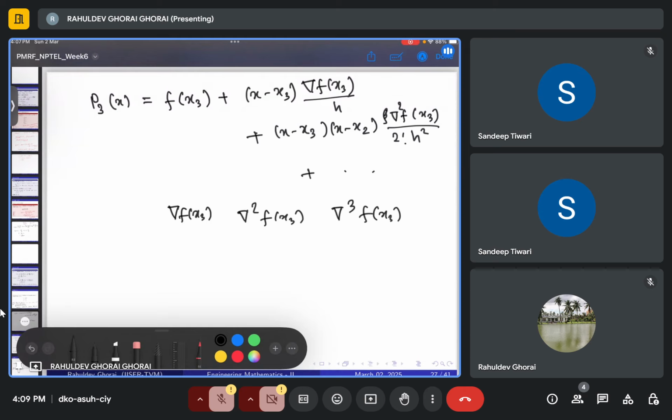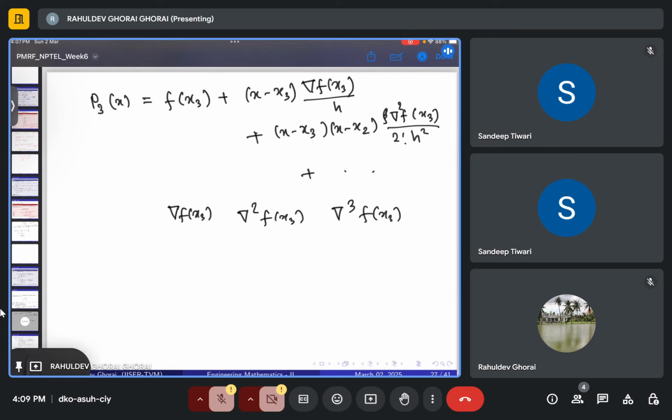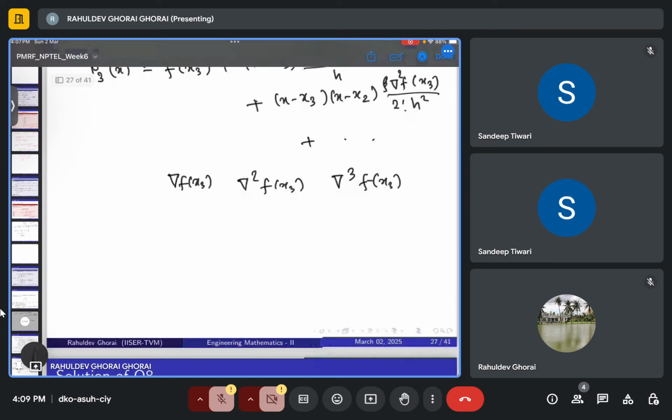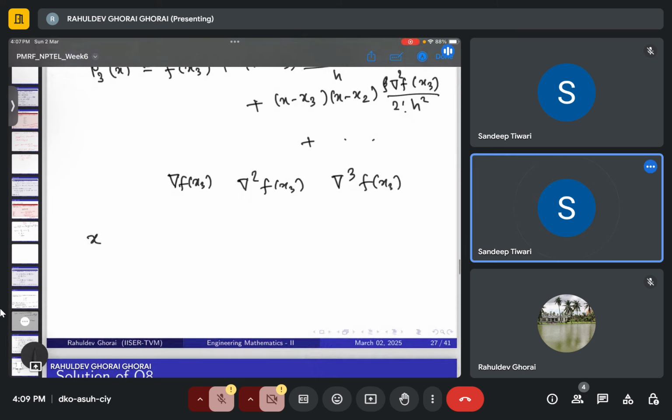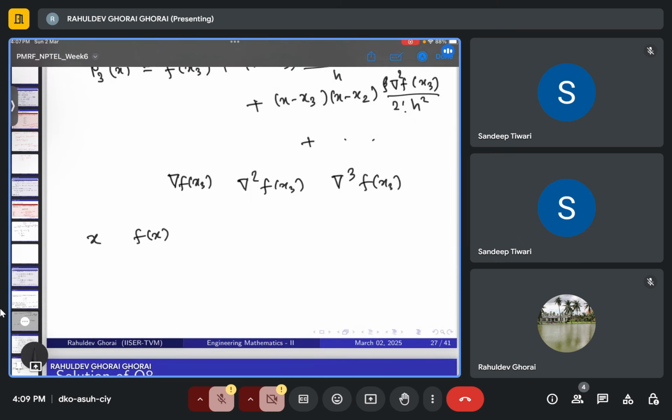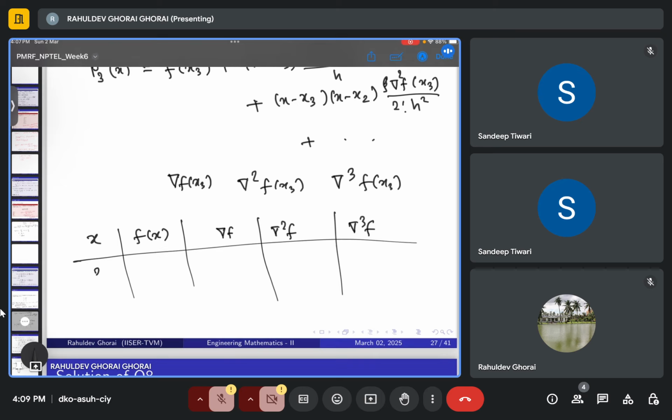You use a table for ease, so you don't need to think about anything. What will be the table? X is there, f of x is there, then delta f, delta 2f, and delta 3f. I am not writing x3 because x3 will be at those points where it is x3. If you have 3, 4, 5, 6, x3 will be coming in this column, right?